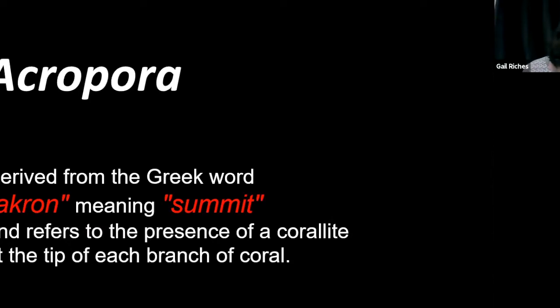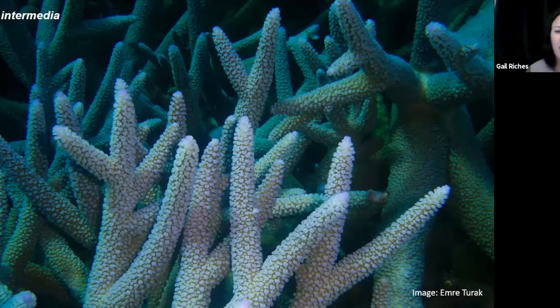So the first genus we're going to talk about is Acropora or Acropora. I did ask Charlie Veron how to pronounce it, and he said, oh, whatever you want. So you might hear me saying both. The word is derived from the Greek word akron, meaning summit, and it refers to the presence of a corallite at the very tip of each branch of coral. So if you're snorkeling or diving and you see a lot of branching coral, there's a pretty good chance that it's going to be Acropora. But to be sure, just have a look at the very tip of the branch and see if you can see that axial corallite. It'll be right on the very end.